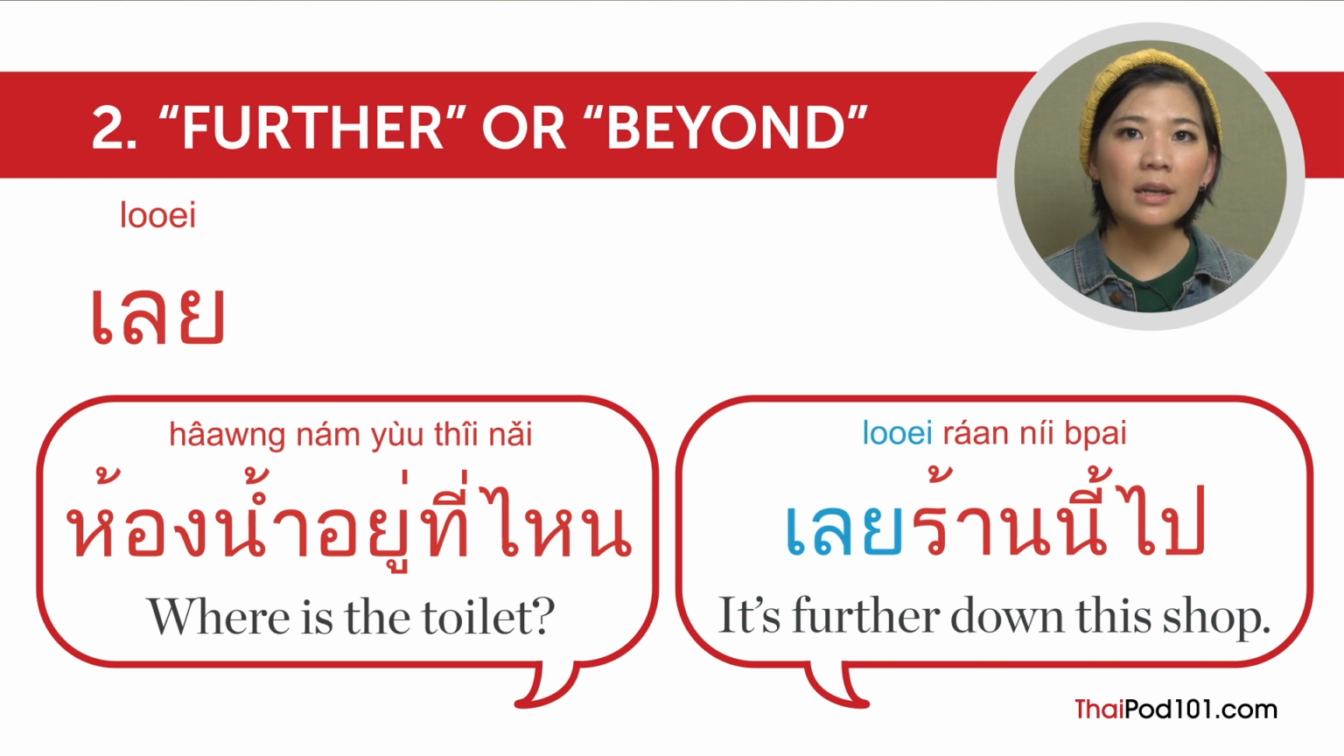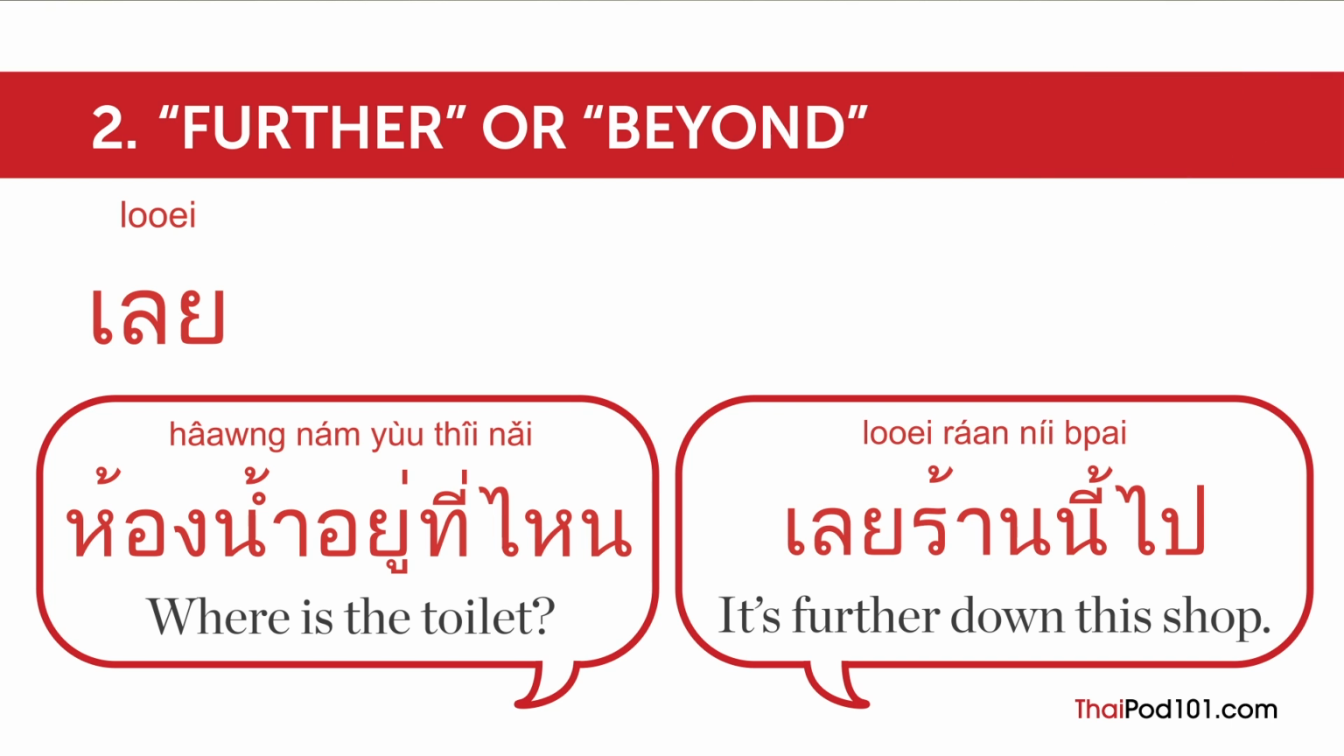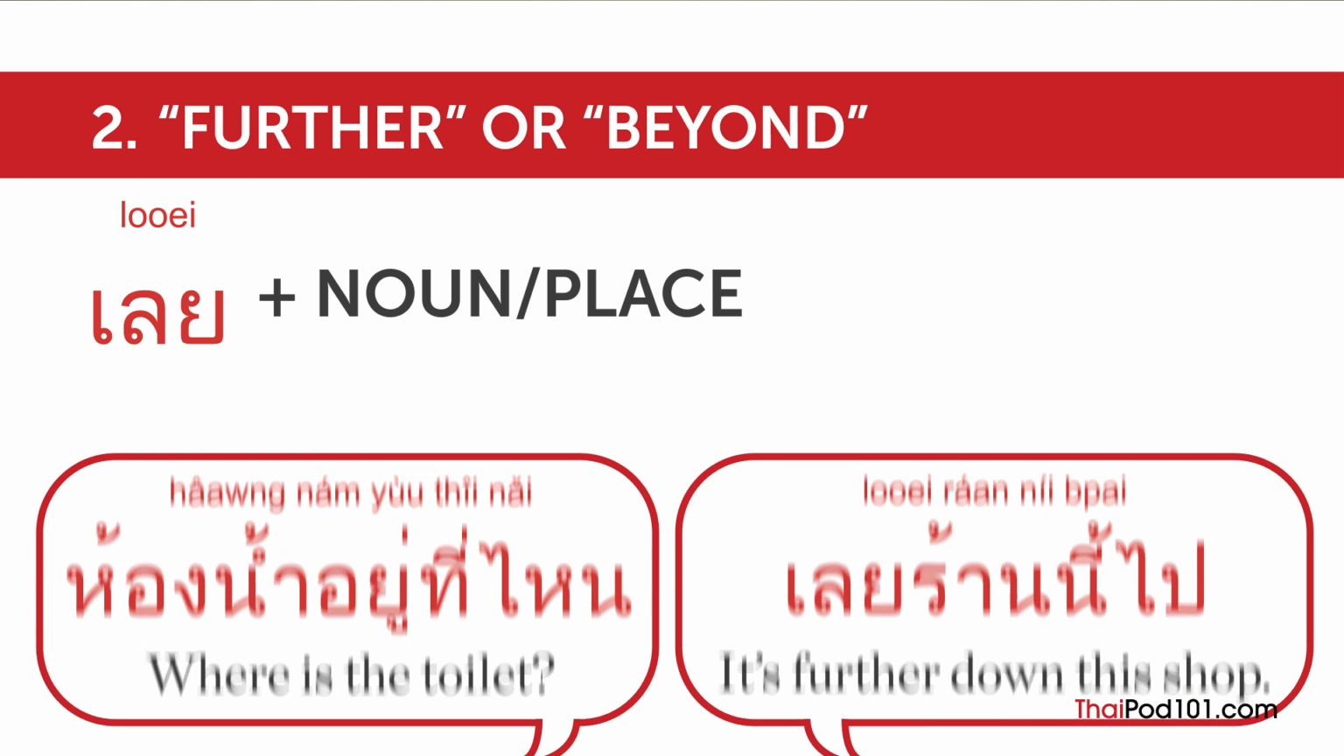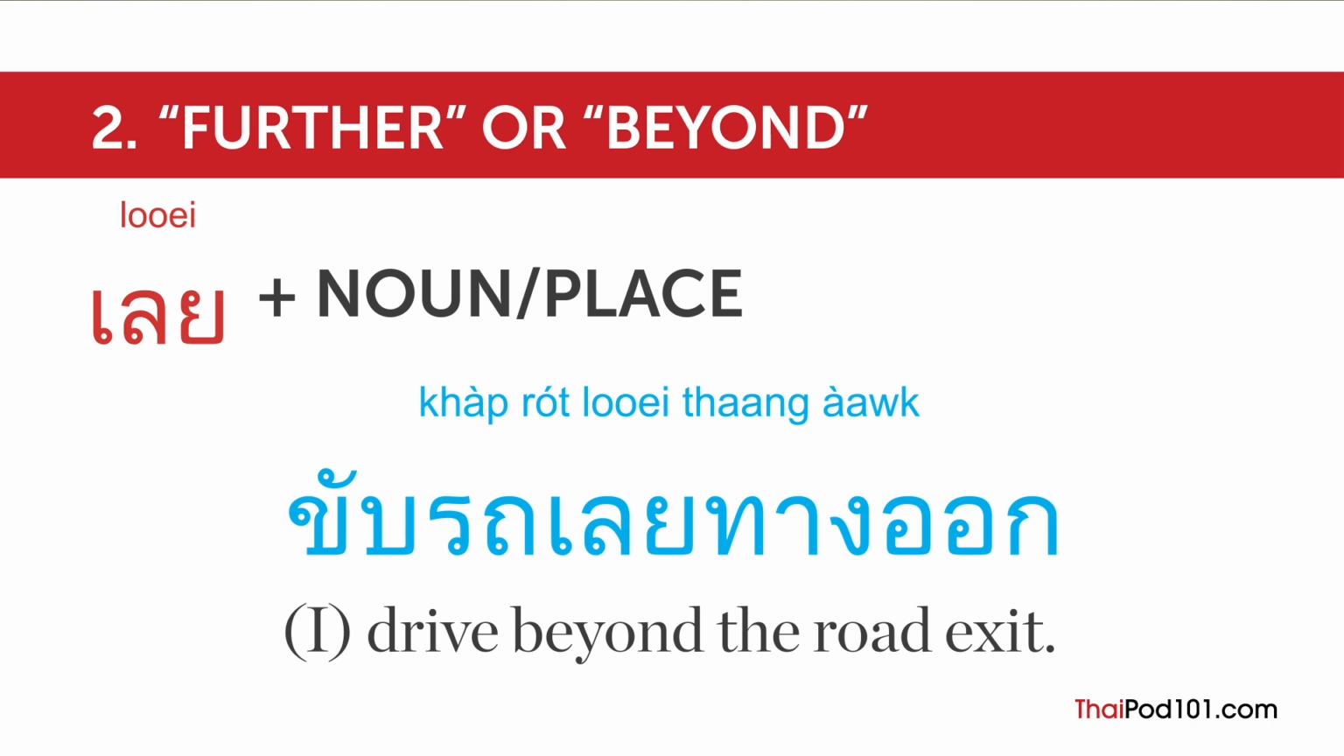Notice how we put เลย at the beginning and before the noun ร้านนี้. This changed the meaning of the word to mean further or beyond contextually. When using this, เลย is always followed by a noun or place. The noun doesn't necessarily have to be at the beginning of the sentence. For example, ขับรถเลยทางออก I drive past the road exit.